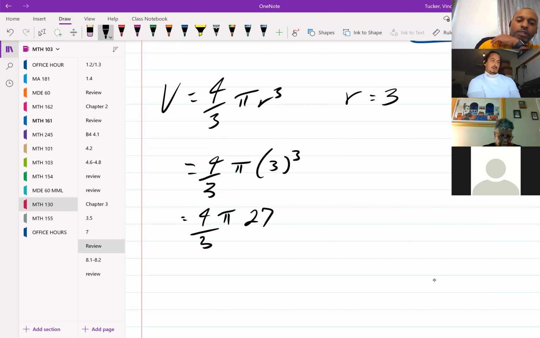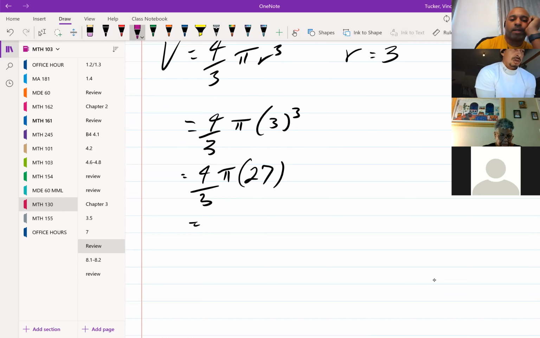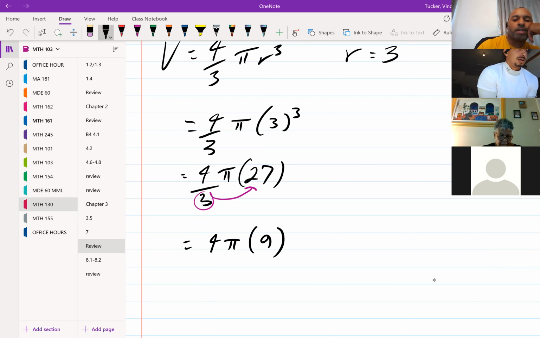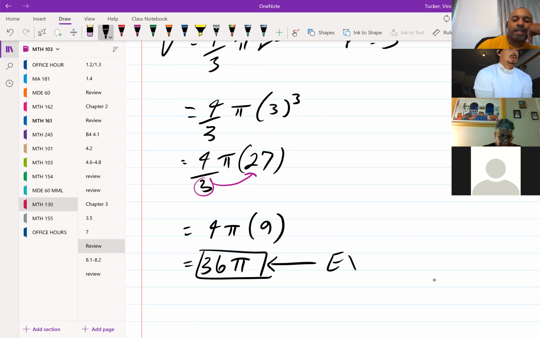That's going to be 27. Now, if I'm doing this by hand, not by the calculator, I will go ahead and divide, just like I taught you before. When I can divide first and then multiply, take the 3 into the 27, if I can get it out. And that's going to be 4 pi times 9. 4 times 9 is 36 pi. This number right here is my exact answer.